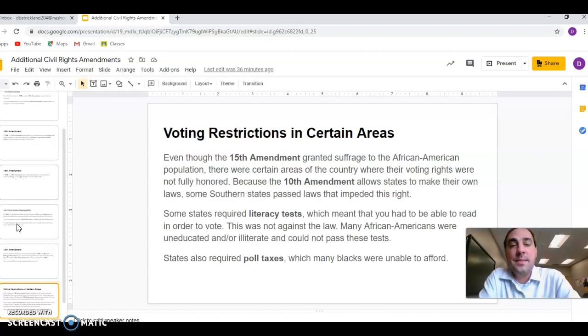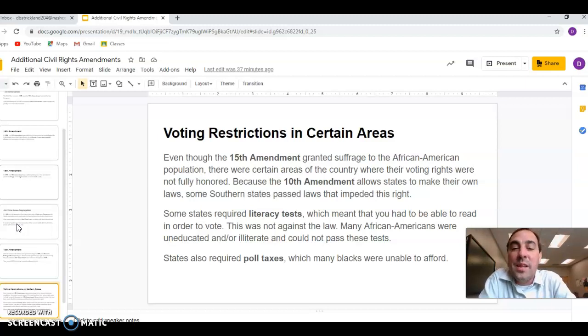That being said, we're going to see certain areas of the country, primarily the American South, try to find ways around giving voting rights to people of color. If you remember, the 10th Amendment in the Bill of Rights said that states could make their own laws so long as they didn't violate the Constitution. Well, certain states took advantage of this, and they passed their own laws that would restrict people of color from voting.